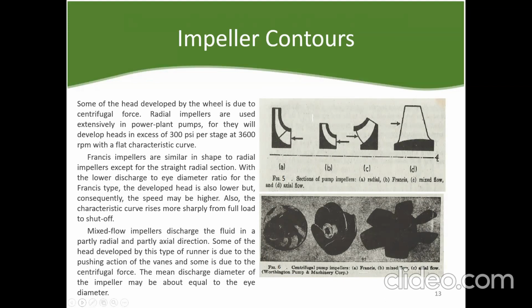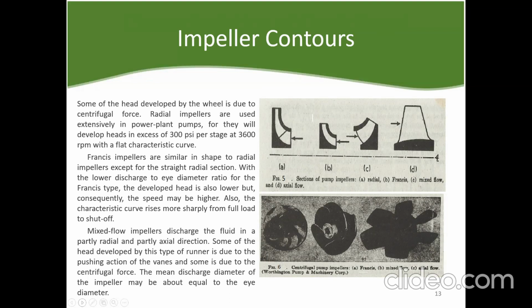Francis impellers are similar in shape to radial impellers except for the straight radial section, with a lower discharge to eye diameter ratio for the Francis type. The head development is also lower, but consequently the speed may be higher. Also, the characteristic curve rises more sharply from full load to shut off.